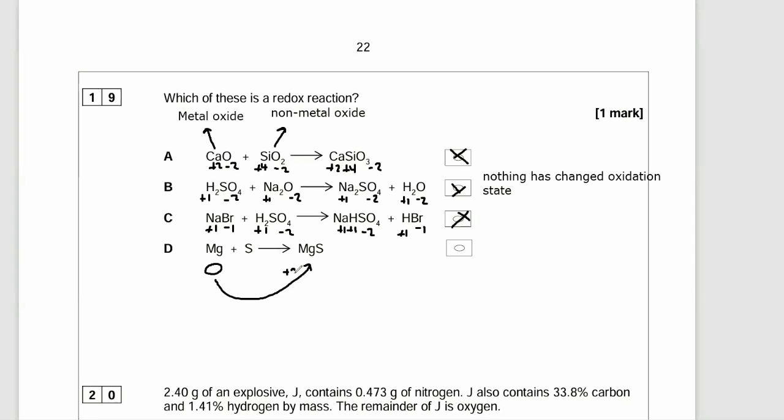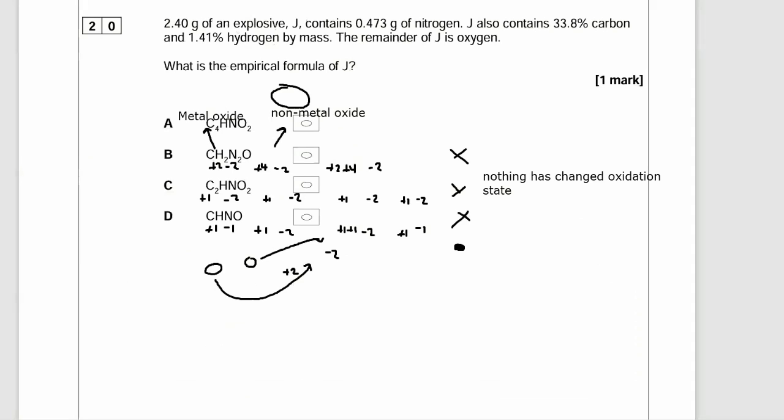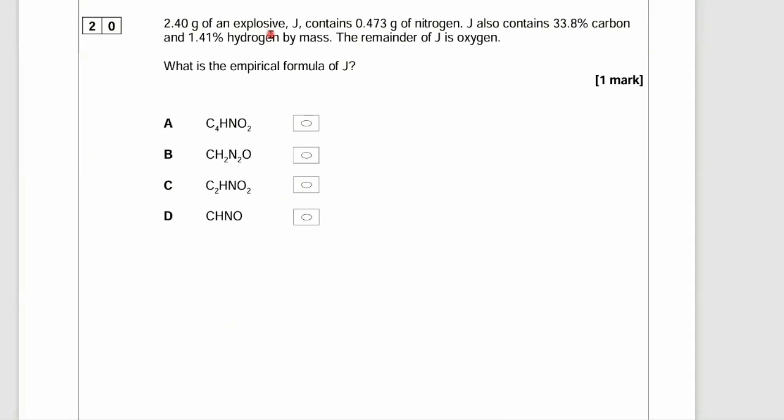Magnesium is 0. What about in magnesium sulfide? Well, it's going to be +2. Why is sulfur and magnesium 0? In elemental states, elements have 0 for their oxidation state. This is a redox because the magnesium has lost electrons and the sulfur has gained electrons. By the way, oxygen can change its oxidation state if it's with something a little more electronegative like fluorine.